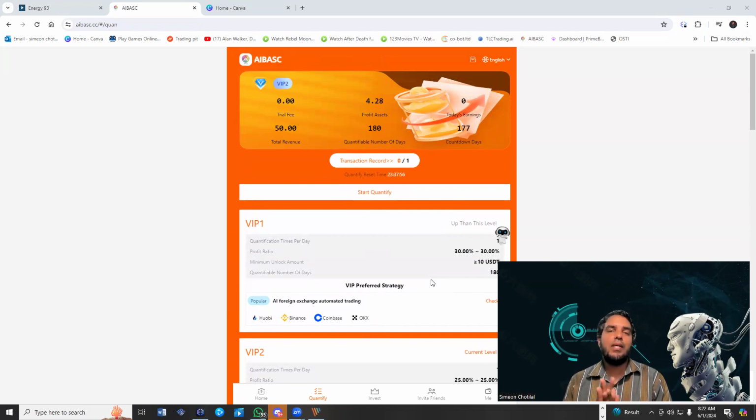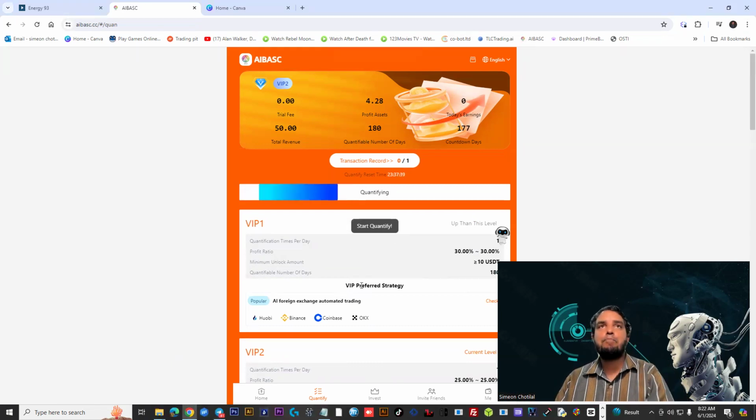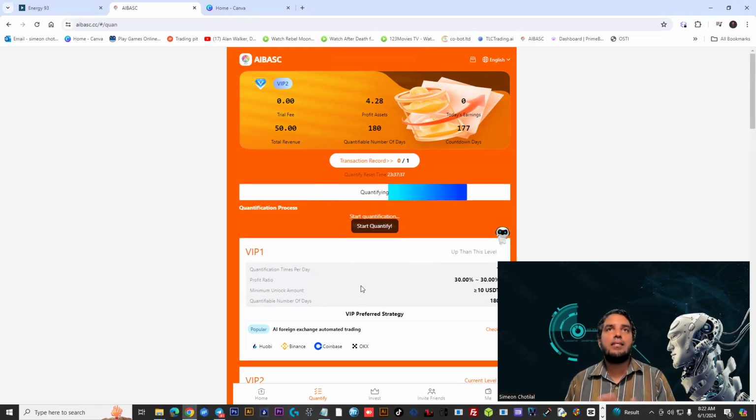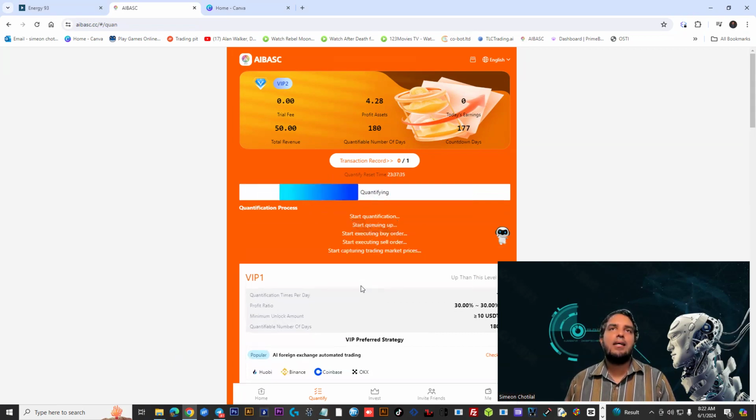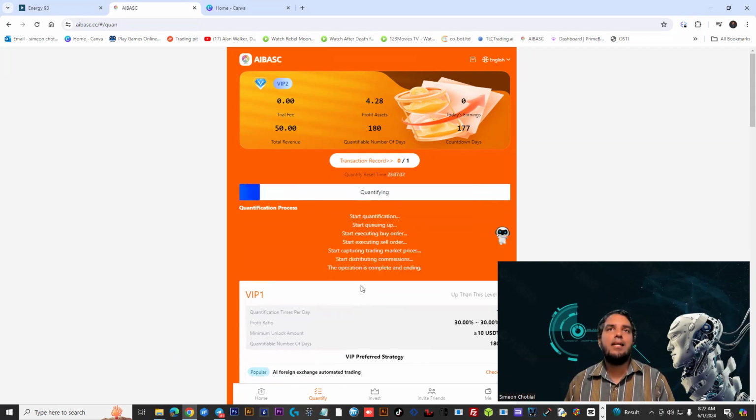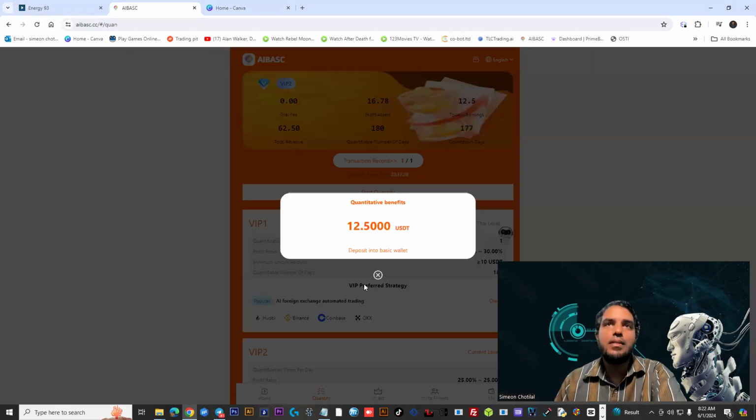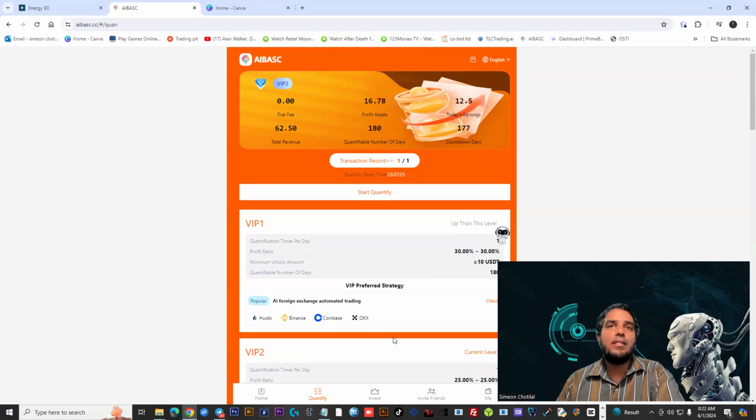But firstly, what we had to do is activate the quantify process. AIBASC is a quantum trading bot, automated, with no monthly fees, basically a low startup cost. So what we're gonna do is hit start quantify here, and it's good to see the process is starting and executing. So the operation is completed and we are getting that 25%. So $12.50 in, because we put $50 in the platform.